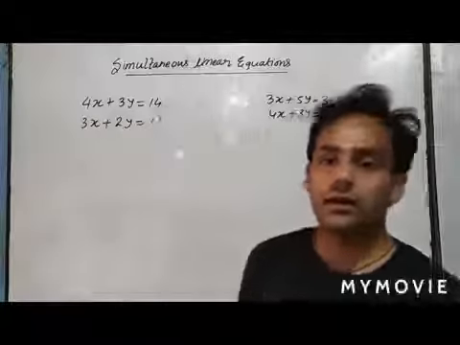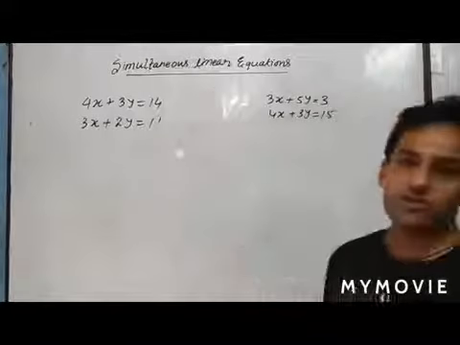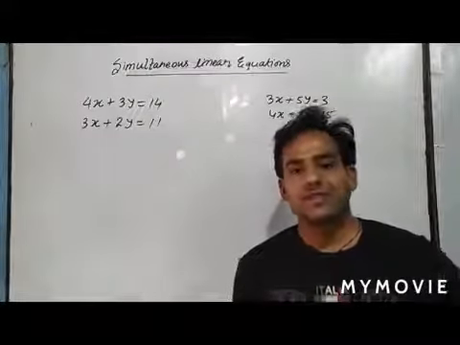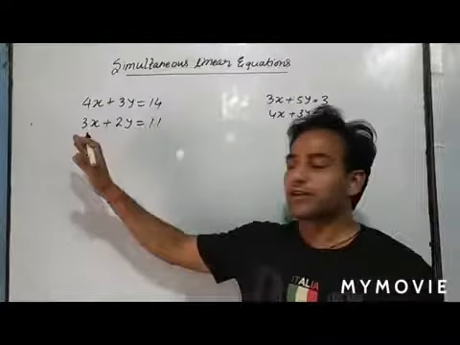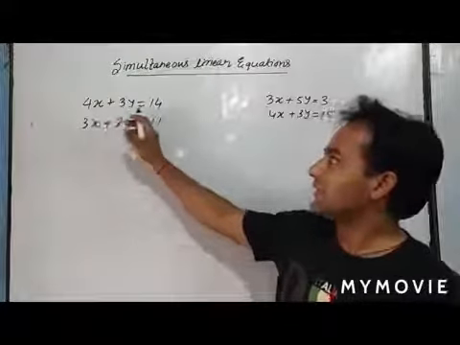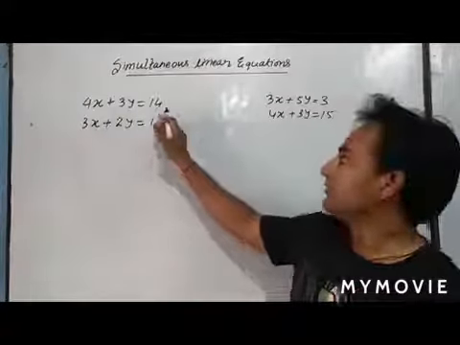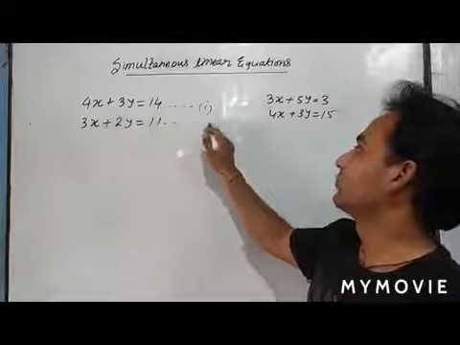Today's topic in today's video will be based on simultaneous linear equations, or we can say linear equations in two variables. Basically it is for class 8 and 9. So already I have written two equations, 4x plus 3y is equal to 14 and 3x plus 2y is equal to 11. We can call them equation number 1 and equation number 2.